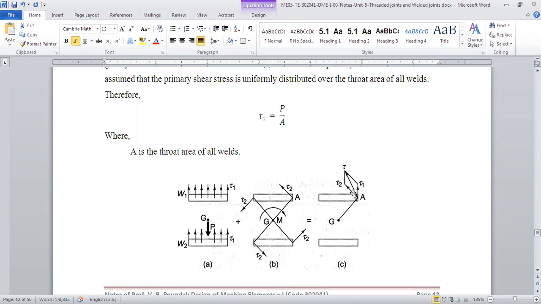Are you getting my point? It's not very complicated. It's the same thing we did in the threaded joint also. The only difference is that there were four separate bolts, but here it is welded. Now why am I taking only this distance? Because it is the maximum distance.